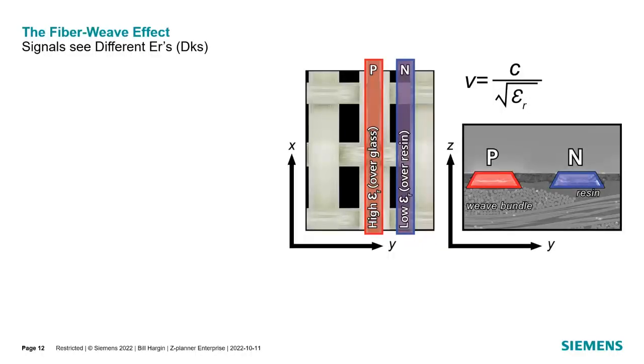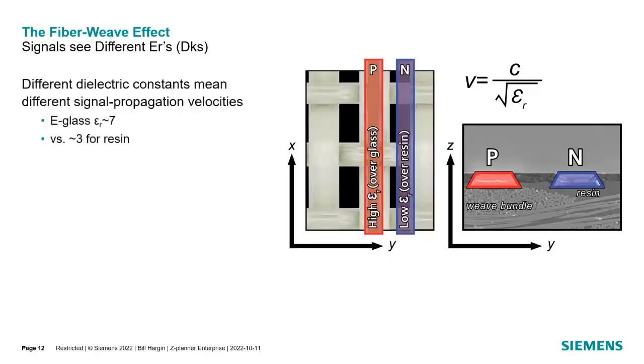Let's go into discussing the details of the fiber weave effect. Over here on the right, I'm showing two halves of a diff pair, the positive side, negative side. The positive side is positioned primarily over a weave bundle, a glass bundle. The negative half of the diff pair is primarily over resin. And so you can see that over here as if we took the cross section right here, the negative side is primarily over resin, and then the positive side is primarily over glass.